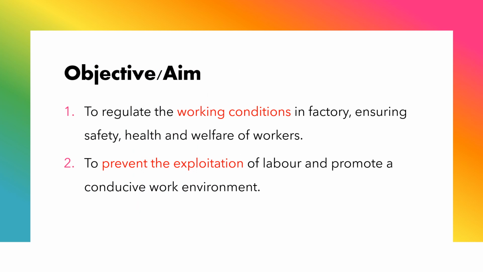Now, the objective or aim of the Factories Act 1948 can be broadly classified into two: one with respect to working conditions and the other to prevent exploitation. Discussing working conditions, it is to regulate the working conditions in factories, ensuring safety, health, and welfare of the workers. This Act also discusses the duties and rights of the occupier as well as the workers. It is also to prevent the exploitation of labor and to promote a conducive work environment.